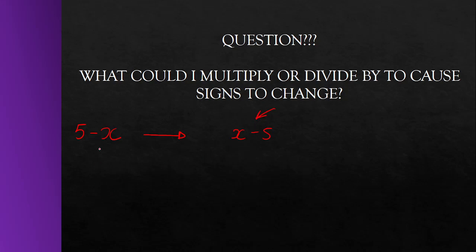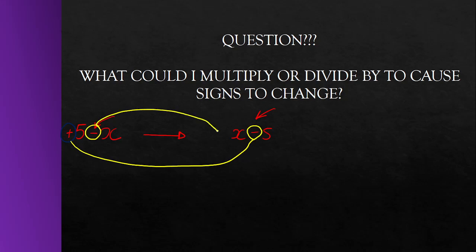Well, what have we done? This 5 was originally a plus and the x was originally a minus. So what has happened to make these signs change? Because if we look at what happened, the plus has now changed to a minus, and the minus has now changed to a plus. And how are we even getting that right?